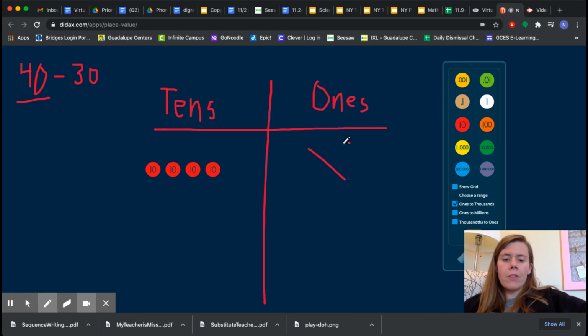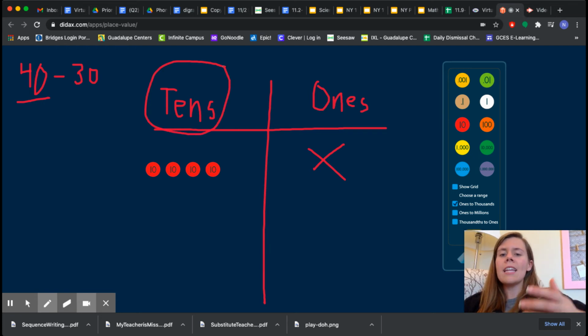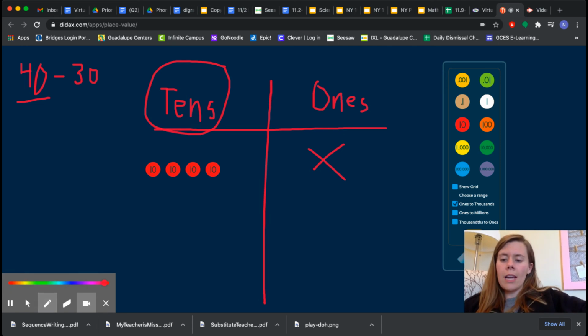Nope, nothing over there. Nothing in the ones place. Now, I'm going to take away minus 30. So I'm going to only focus in the tens place for this problem because I'm only subtracting groups of tens right now. So I'm going to take my marker and I am going to take away 30. Count with me. 10, 20, 30.